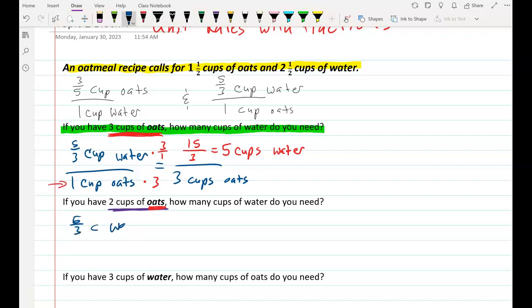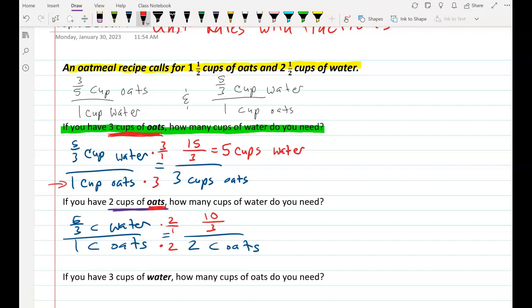5/3 cup of water to 1 cup of oats, because that's what we are given. And we want to turn that into 2 cups of oats. How many cups of water will that be? Again, we are trying to change 1 cup to 2 cups of oats, so that means we have to multiply by 2. We multiply the numerator times 2, and since that is a fraction, we change it into 2/1, and we multiply straight across. 5 times 2 is 10. 3 times 1 is 3. So that is 10/3 cups of water.